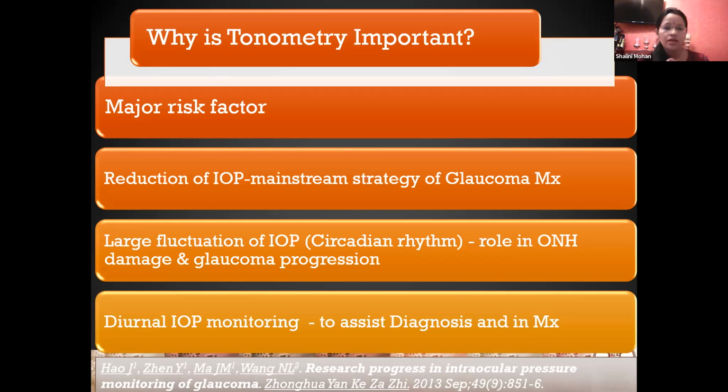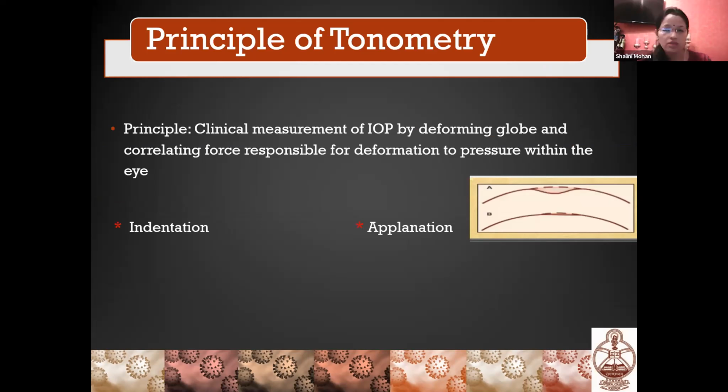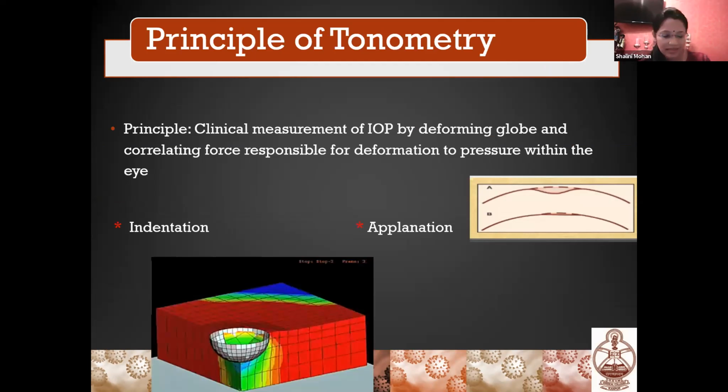patients. Now coming to principle of tonometry, measurement of intraocular pressure by deforming the globe and then correlating that force of deformation, which is responsible, and measuring that deformation is the pressure which is there inside the eye. So it can be of two types. One is indentation and another one is applanation. So what does indentation mean? That means we are indenting the globe.